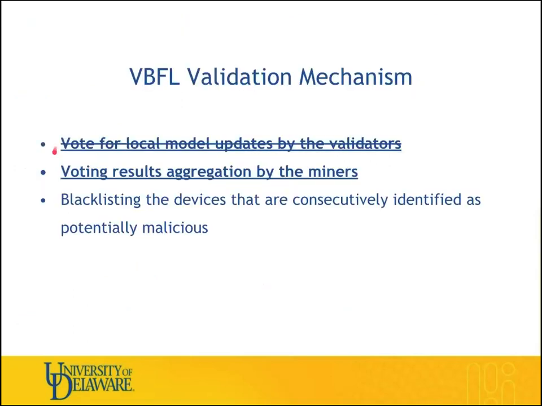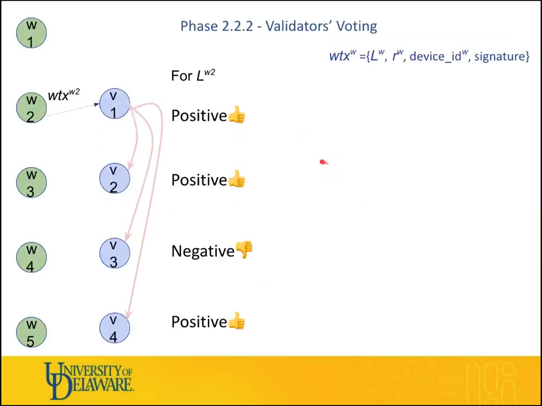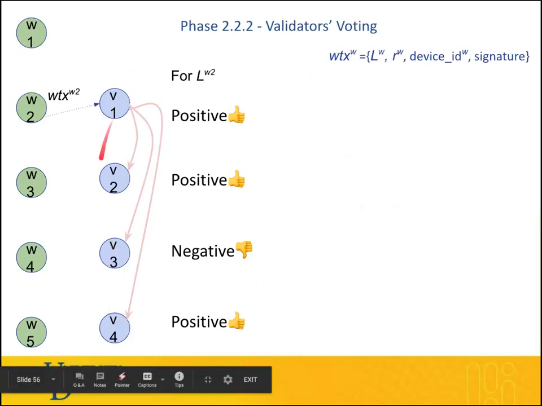So now we are done with the first part. Let's go to voting results aggregation by the miners. Because time is tight now, I will go over them quickly. Let's still take LW2 as an example. Assume that these are the votes for LW2 by the 4 validators, totally 3 positive votes and 1 negative vote.